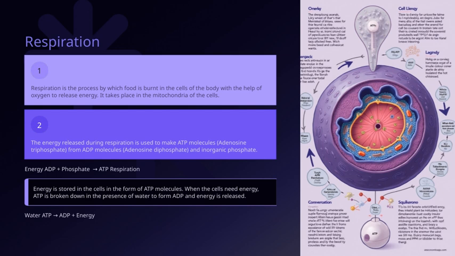So, in summary, respiration is the process that converts food into usable energy, and ATP acts as the energy storage molecule that our cells can quickly access when needed. This cycle of breaking down ATP to release energy and resynthesizing it during respiration is fundamental to how our bodies function efficiently.